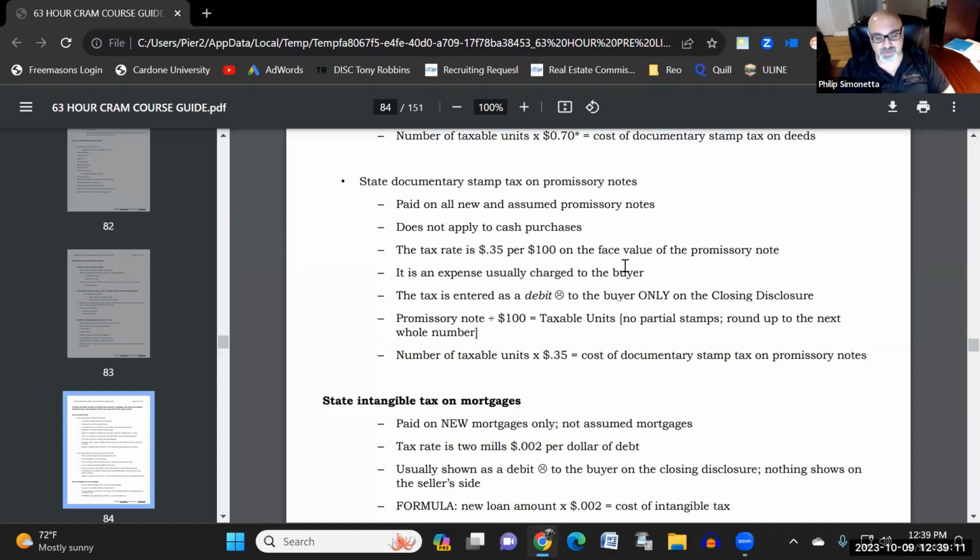A tax is entered as a debit to the buyer only on the closing disclosure. You take the promissory note divided by 100, it gives you taxable units. There's no partial stamp, so you round up to the next number. The number of taxable units times 35 cents is the cost of the doc stamps on the promissory notes, and that would be the tax paid.